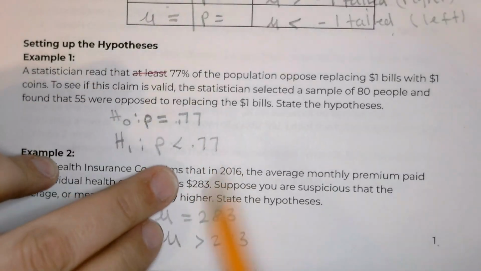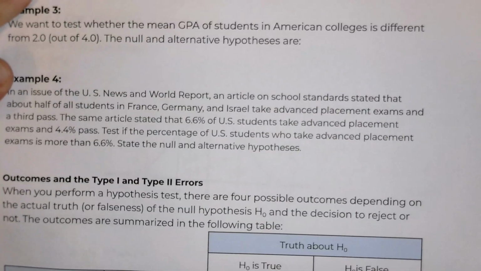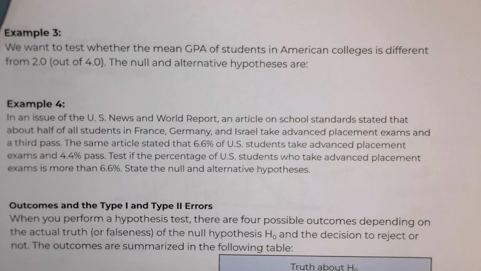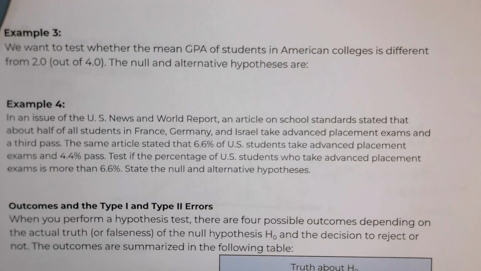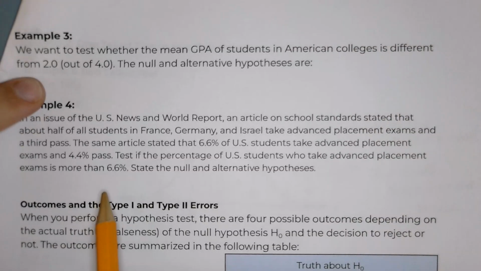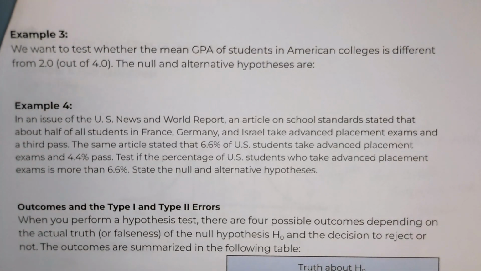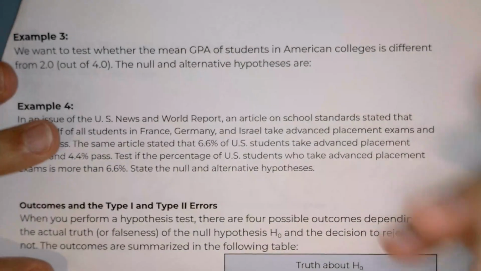Okay, don't make this more difficult than it is. It's equal to, and then you decide whether it's less than, greater than, or not equal to from the wording in the problem. Okay. We want to test whether the mean GPA of a student in American colleges is different from 2.0 out of a 4.0. The null and alternative hypothesis are. Okay, now, it doesn't seem like we have enough information, but we have exactly what we need because they said the word different.